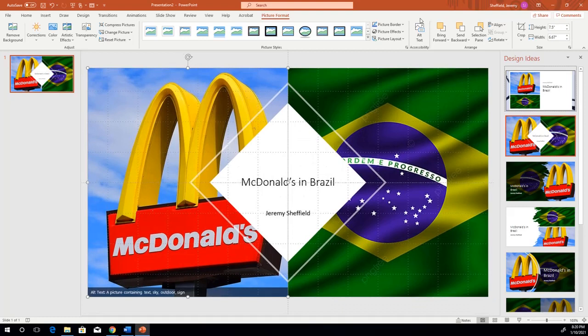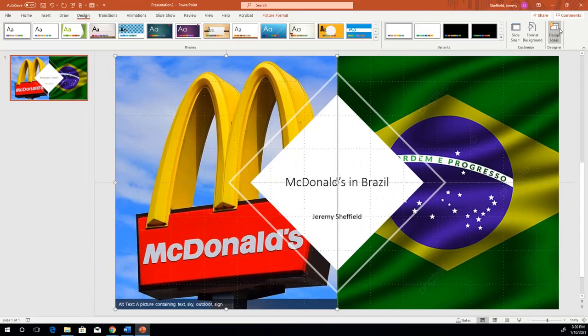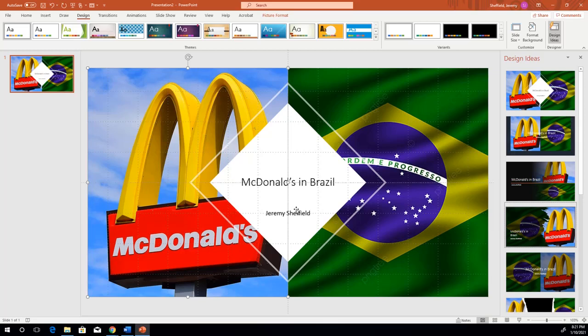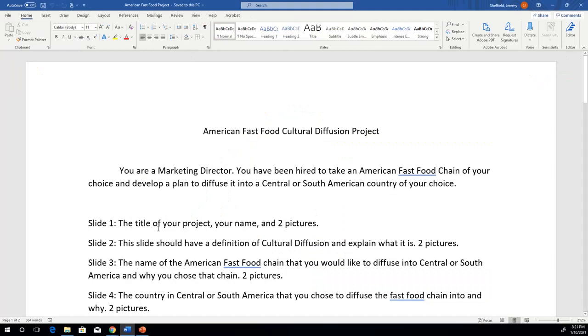And then for design ideas, you can click on design, and then if the design ideas don't show up automatically, you can click design ideas over here, and it'll be a big list of them. I like this one. This one's kind of fun. All right, so slide one is, let's look, title, your name, 2 pictures. Slide two should have a definition of cultural diffusion and explain what it is, 2 pictures.